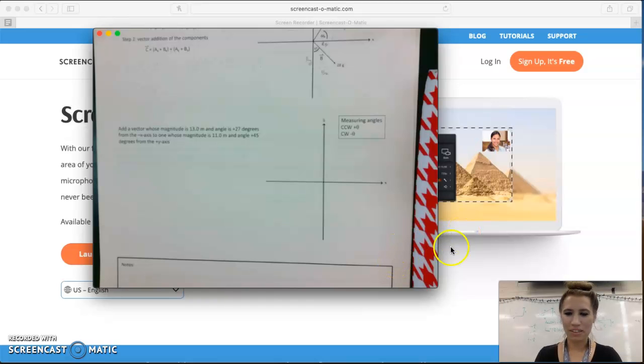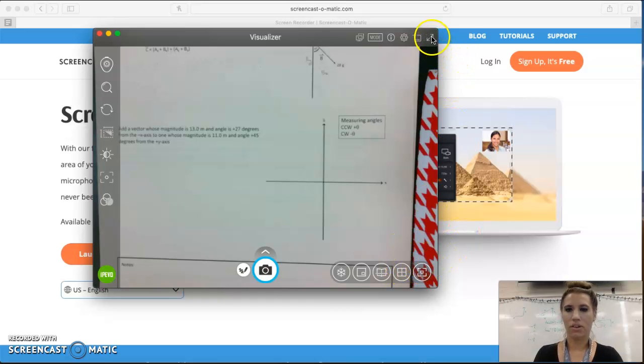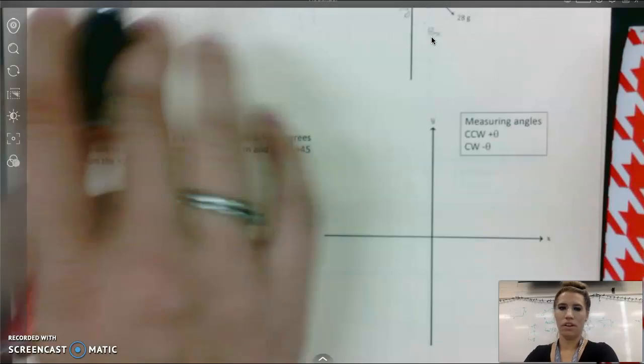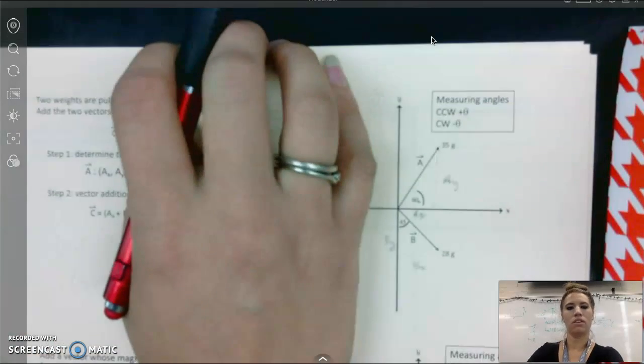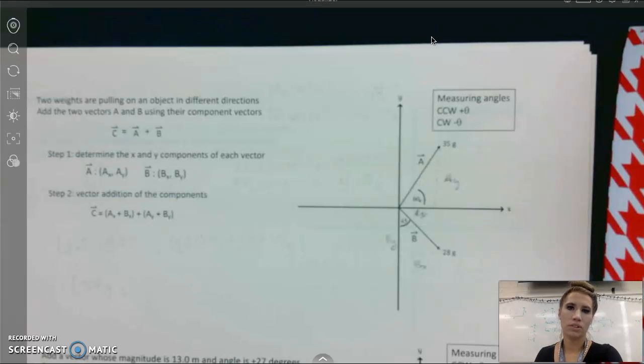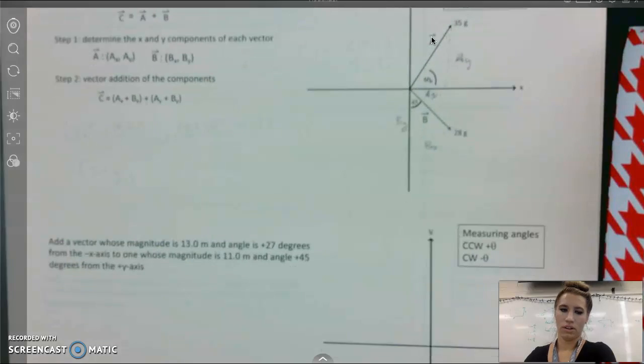Okay, let's do a couple examples together. First off, this example is so similar to the one that we just did. So let's move on to our next one.